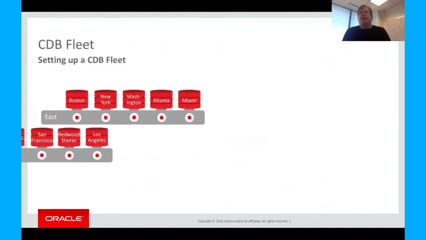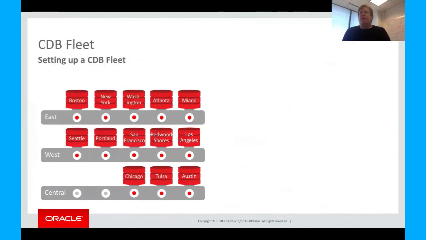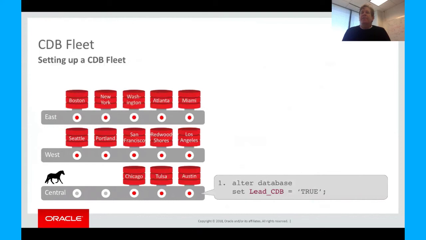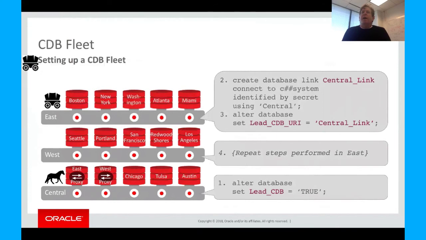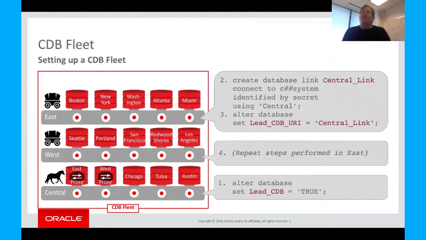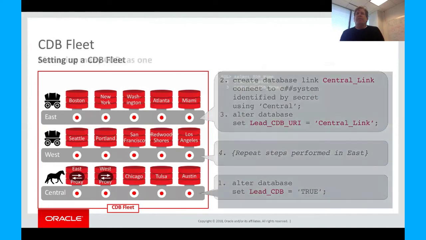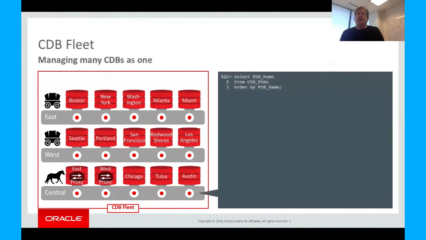So we introduced something that we refer to as CDB Fleet, which gives you the capability of defining a lead container database, and then what we refer to as proxy PDBs, which are a PDB pointer into a remote PDB. And the fact that we now have this lead CDB and a pointer into proxy PDBs for a particular environment gives us the capability of executing very simple SQL across all these container databases, leveraging parallel query.